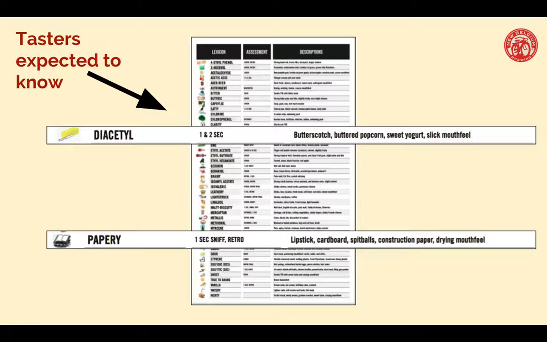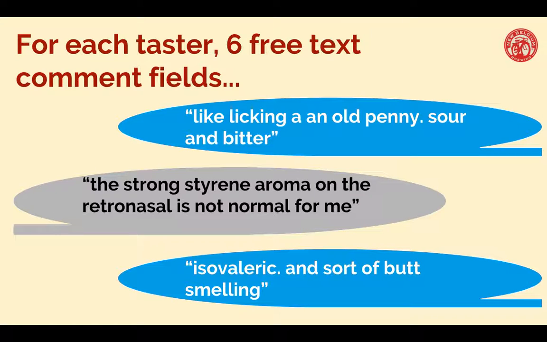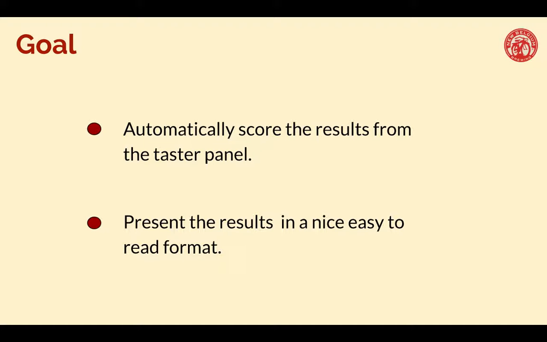Being an expert taster is not easy. You can see this big list of off flavors, and each one has multiple descriptions. They're expected to know them all. For the results, they get 6 free text comment fields where they write comments like the ones you see there on the screen. You can imagine about 20 to 30 people each writing 6 free text comment fields. That can be somewhat complex for the gatekeeper to make the final call. So for my project, I'm going to do a better way and make a nice user format where they can easily get that information out.